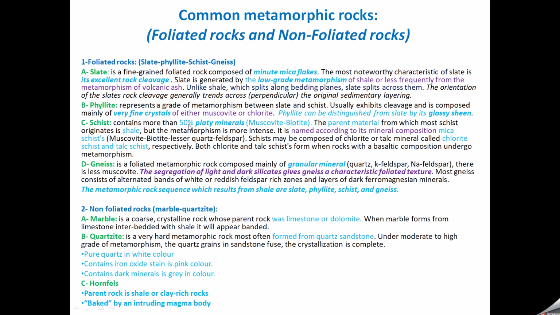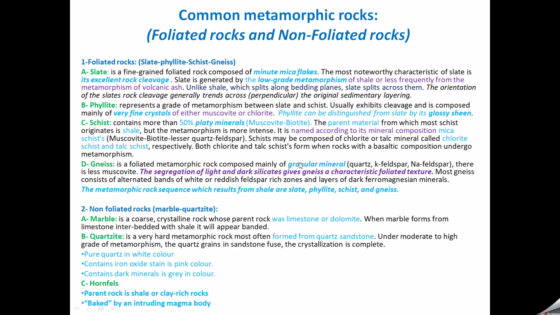Schist, over 50% platy, so elongated minerals, muscovite and biotite. Okay? And the parent material is mostly shale, like phyllite and slate. And it also has chlorite schist and talc schist if it's coming from basaltic rocks. Okay.